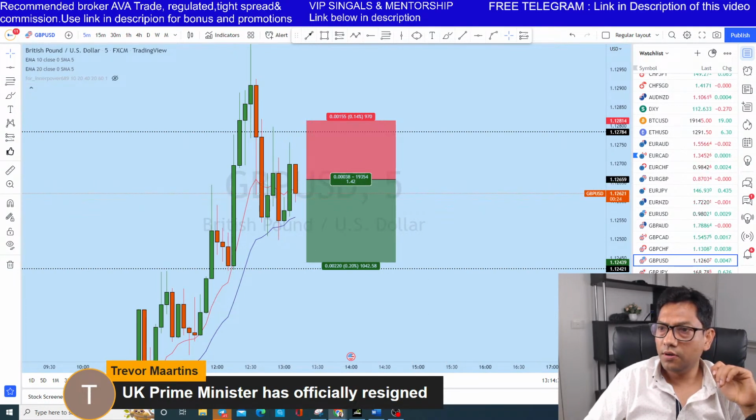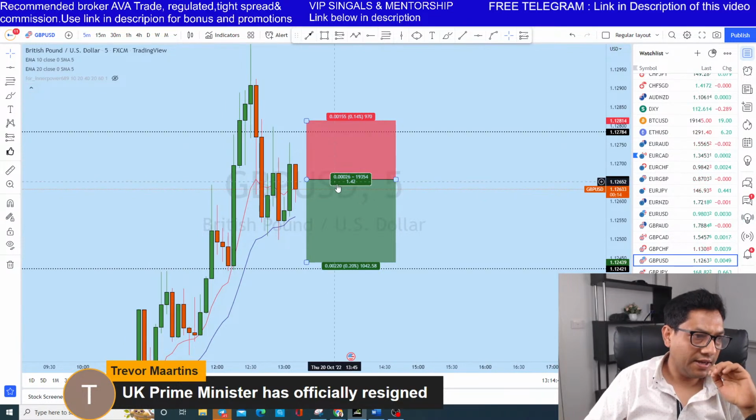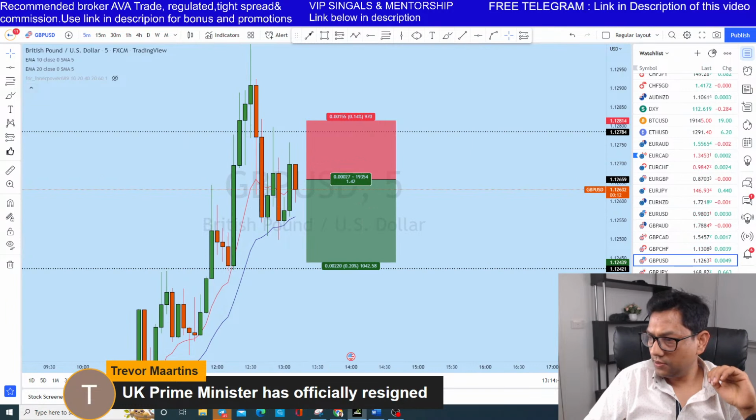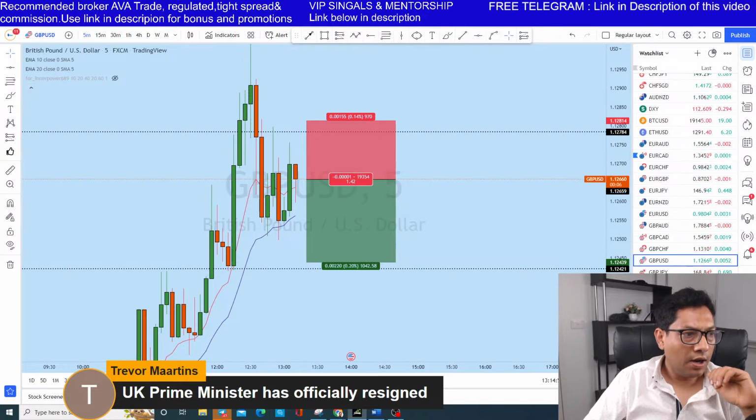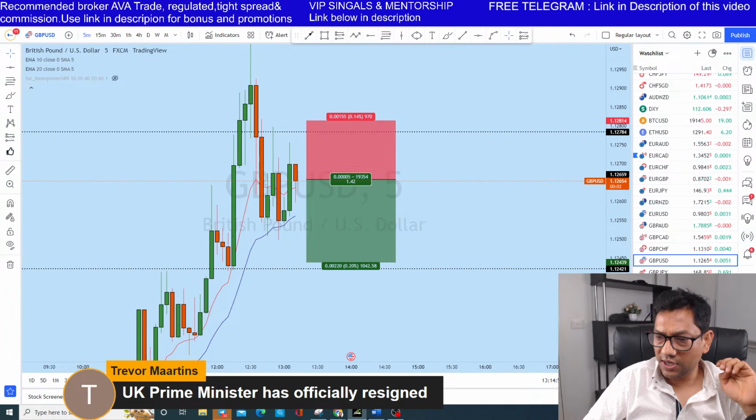Risk to reward. My risk is 1% on the trade, so I'm going to open this trade now. I place a pending order exactly as per this one. Now let me give you a screenshot of this trade. I'm triggered with 1% risk in my trade.